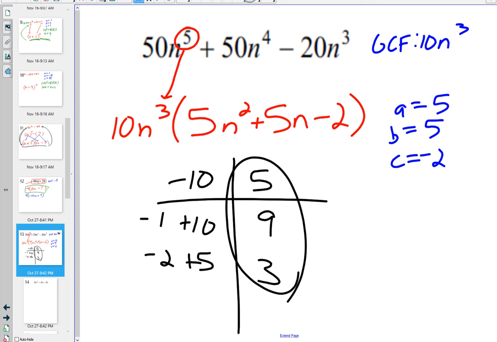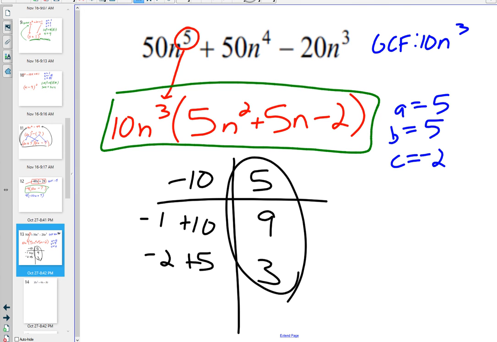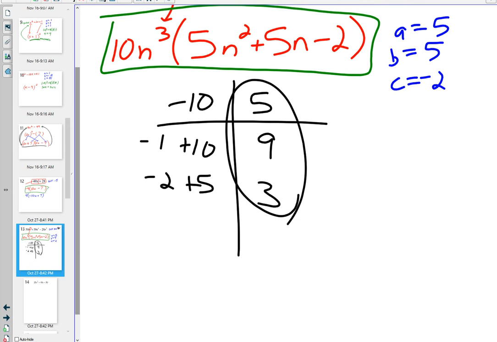So all that means is that a factor chart won't work. We have exhausted everything that we can do. Nothing else will work. But since something already did work, GCF did work, I can't say that this is prime. The only thing I can do is say that this original polynomial, the most that I can factor it is what I had before, which is 10n to the third times 5n squared plus 5n minus 2. I can't do anything else. That is completely factored.